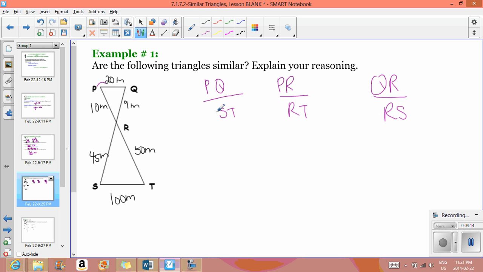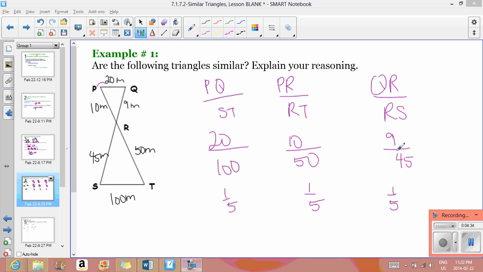So if we look at these and we substitute in what PQ would be, PQ is 20 and ST is 100. PR is 10 and RT is 50. So if we continue and sub these in and reduce, I'm going to solve these and then the answers will pop up.